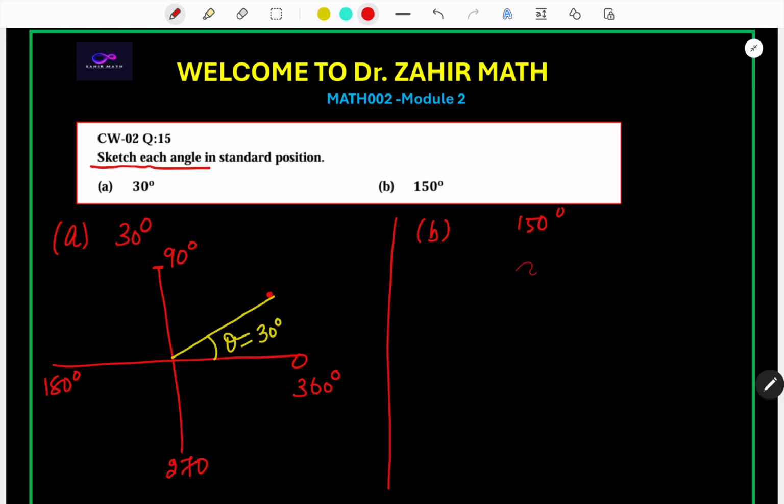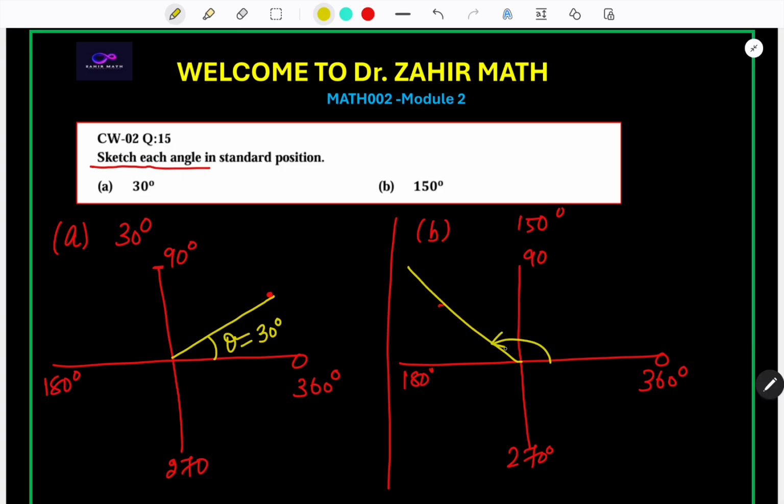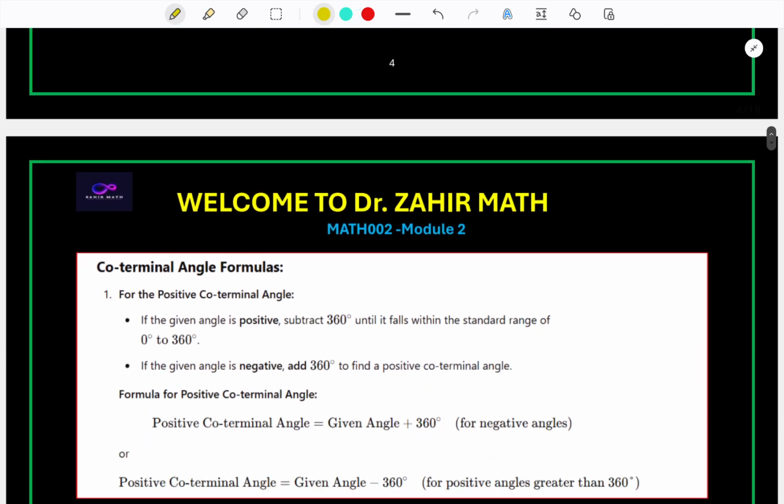Let's go with the next one, 150, right? So 0, 90, 180, 270 and 360. Where is 150 degrees? It must be in this, right? Let's take another color. So you are going to get 150 here. So this is your 150 degrees. Okay, let's go to the next question.